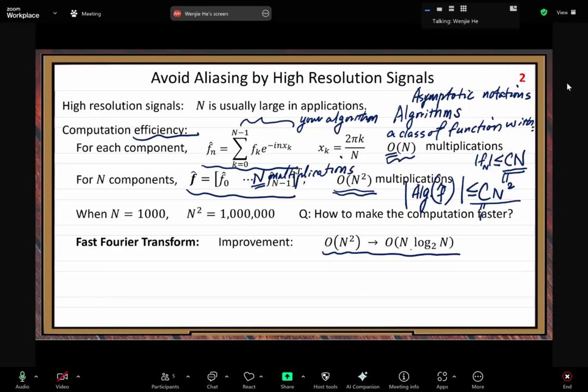100 to 1 improvement, is that a good improvement? Suppose the old way you use 100 time units, but with this fast Fourier transform, you just use 1 time unit. Is that a big improvement? 100 to 1 ratio. But actually, it is even bigger than that. Here 100, I just give you an example.